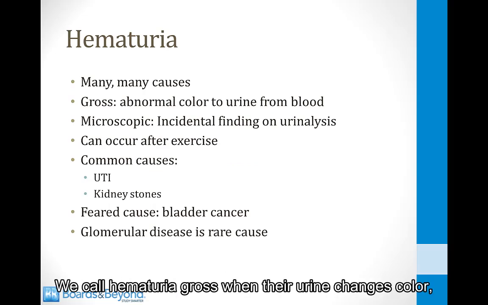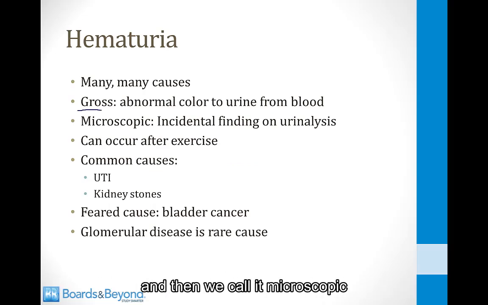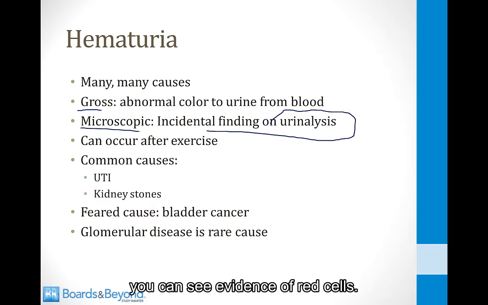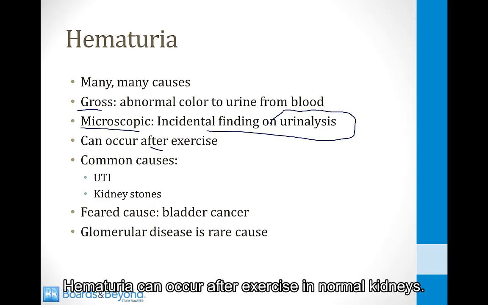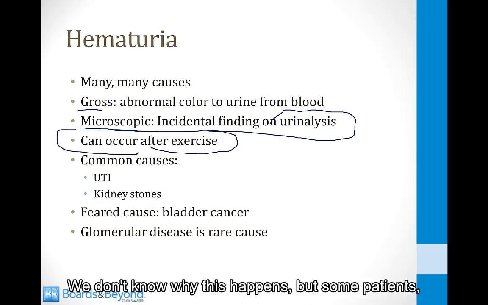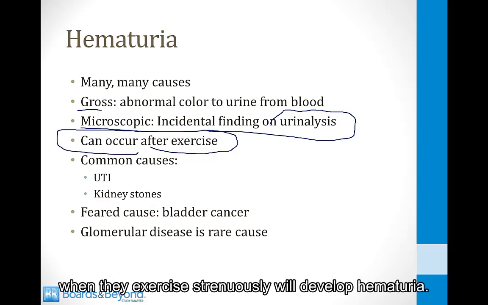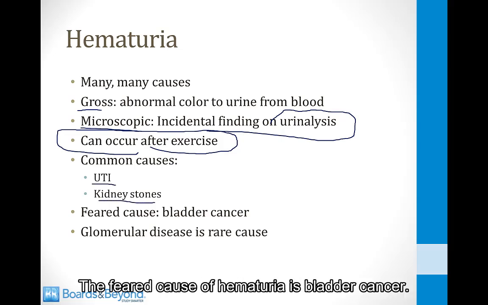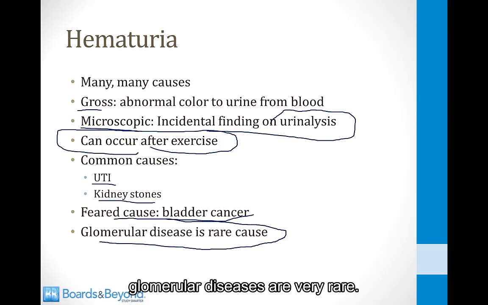We call hematuria gross when the urine changes color, and then we call it microscopic when the urine has normal color. But if you look at it under the microscope with urinalysis, you can see evidence of red cells. Hematuria can occur after exercise in normal kidneys. We don't know why this happens, but some patients, when they exercise strenuously, will develop hematuria. And very common causes of hematuria are urinary tract infections and kidney stones. The feared cause of hematuria is bladder cancer, and then, as I said before, glomerular diseases are very rare.